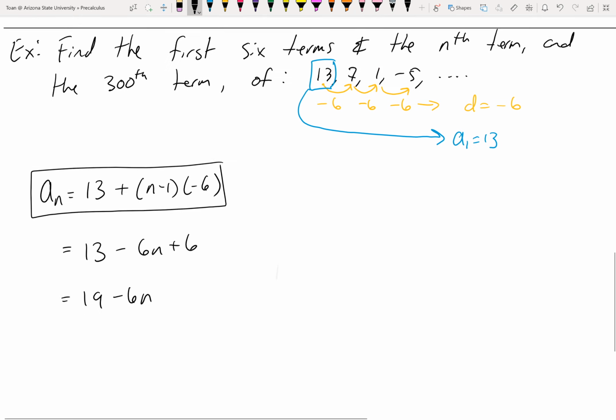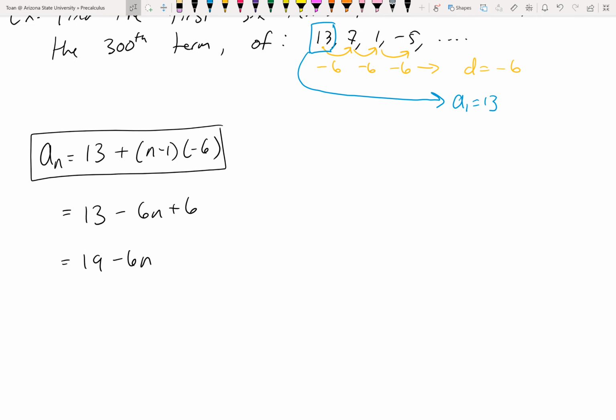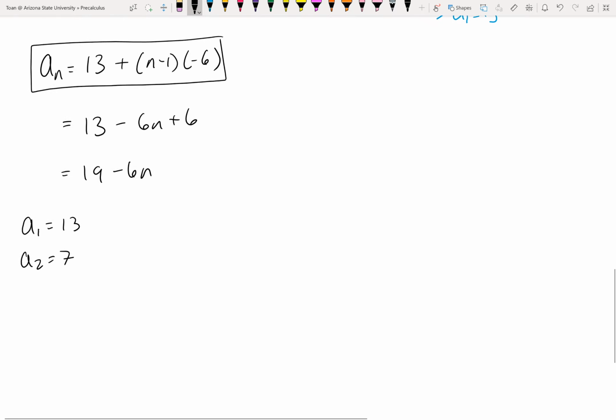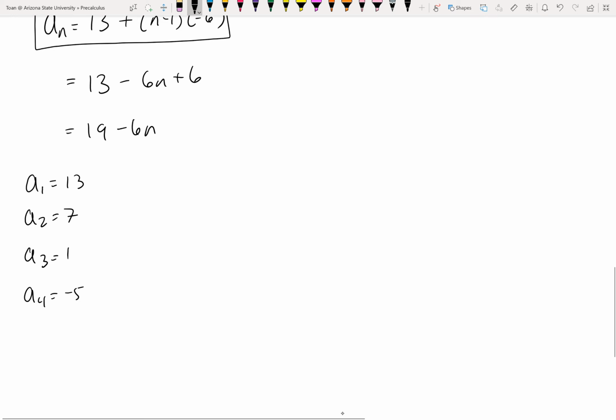So we found the nth term. We need to find the first 6 terms. Well, 1, 2, 3, 4. It's nice. They already gave us the first 4 terms. So a sub 1 is 13. A sub 2 is 7. A sub 3 is 1. A sub 4 is -5. Now, we actually don't need the formula because we know what the pattern is. Just keep subtracting 6. So instead of plugging and chugging, just keep subtracting 6. A sub 5, you subtract 6, that's a -11. A sub 6, you subtract 6, that's a -17.